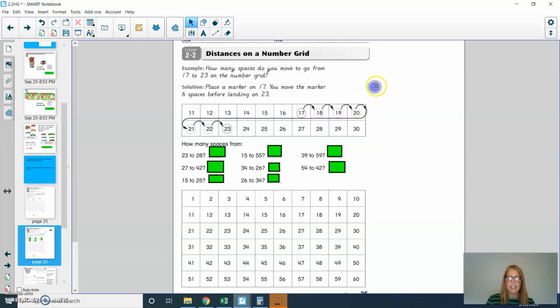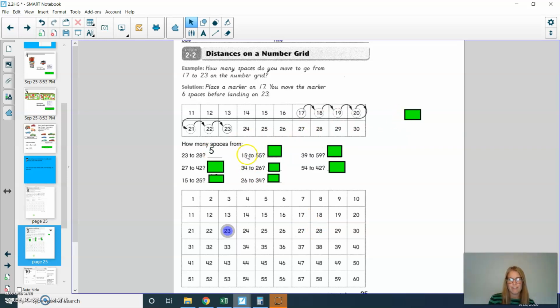All right, second graders, if I'm going from 23 to 28, I'm going to use this counter and put it on 23. And I'm going to count with you. So I would have 1, 2, 3, 4, 5. So from 23 to 28, I should have had 5.